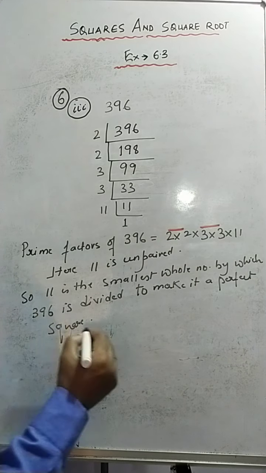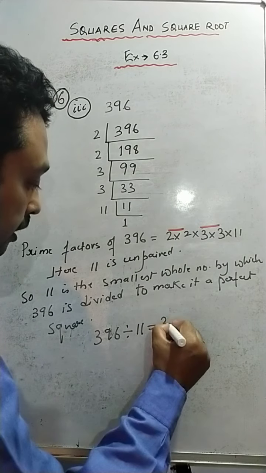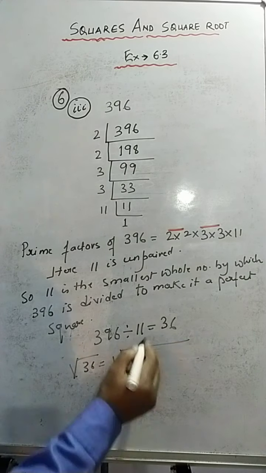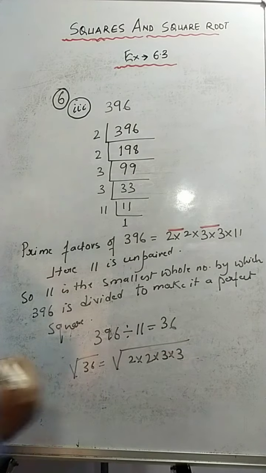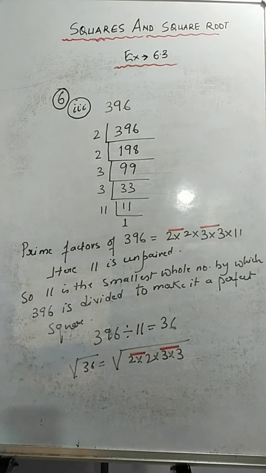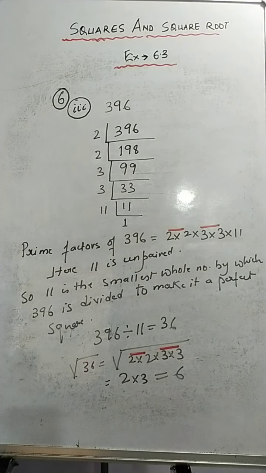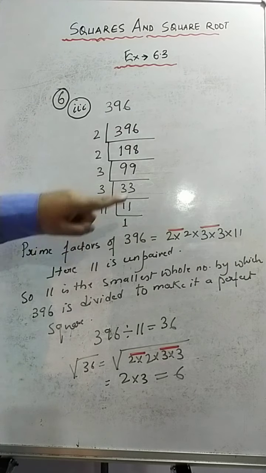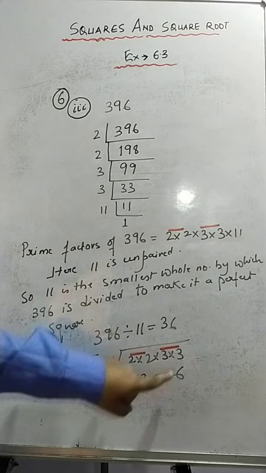Okay, now we'll divide 396 divided by 11. So answer would be what? 36. And the square root of 36 would be what? So we will remove this 11. So 2 into 2 into 3 into 3. So these are the pair form. So we'll write 2 into 3. So your required answer is 6. Okay, so 396 divided by 11, we will get a perfect square number, and the square root of this perfect square number is 6. Fine.